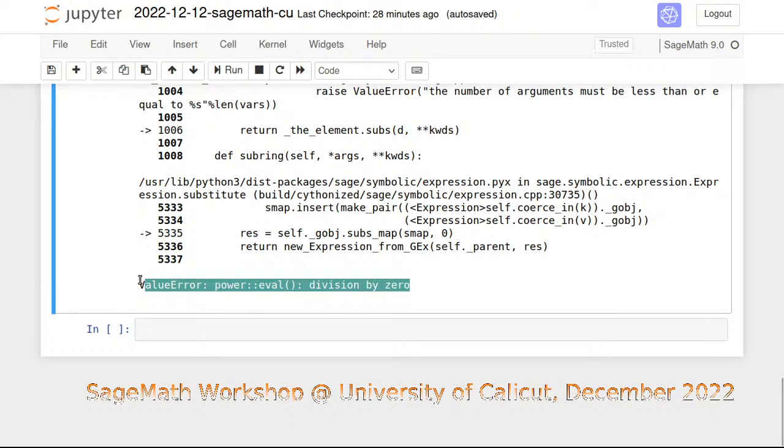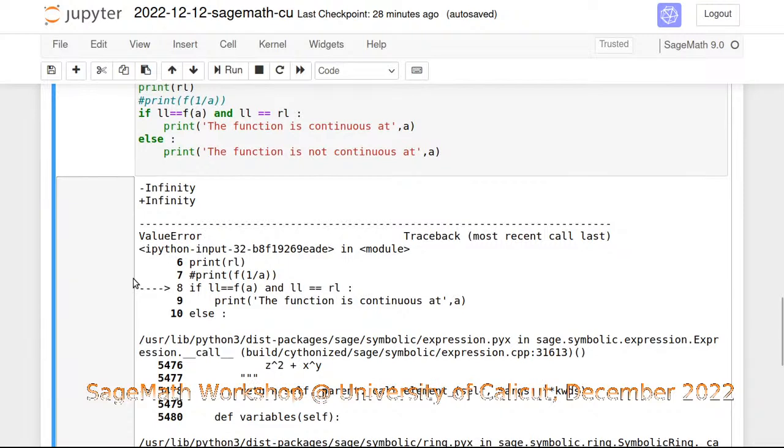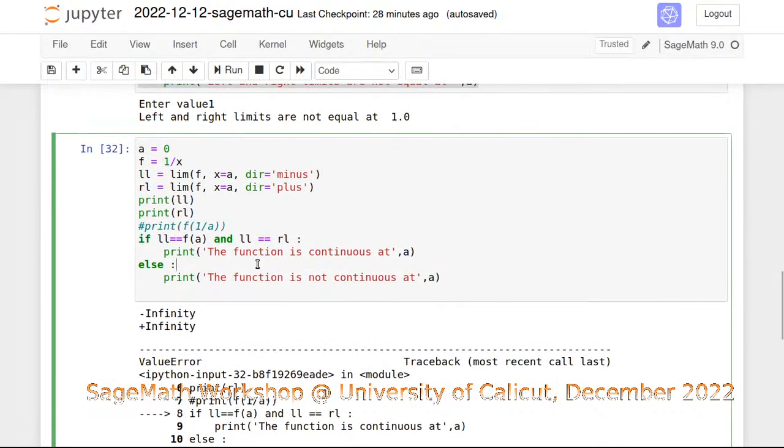There is a method called try, catch, try exception, where exceptions like division by 0 occur. We can capture that error, and instead of throwing these long error lines to the user, we can show a very small informative message to the user. We will try to do that later. Anyway.